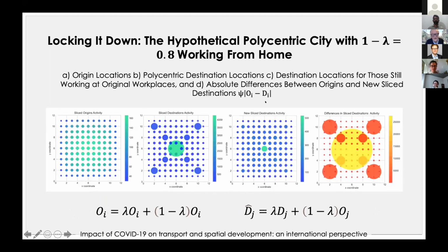What we do is take a proportion of the people in the destinations and move them to origins, meaning that people who work at the destinations are moved to the origins. So we start with the origins on the left. We have the destinations that we've imposed and built a pattern of, second from the left. Then we take a proportion of these, the proportion that you see here, and we move them to destinations. So you look at the two equations.